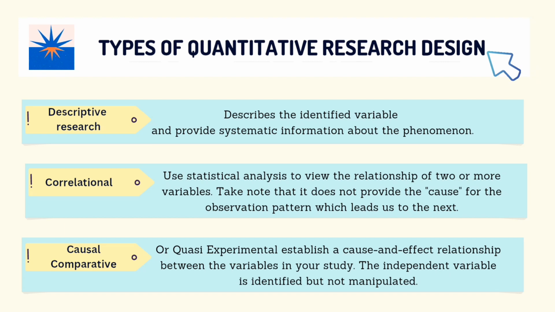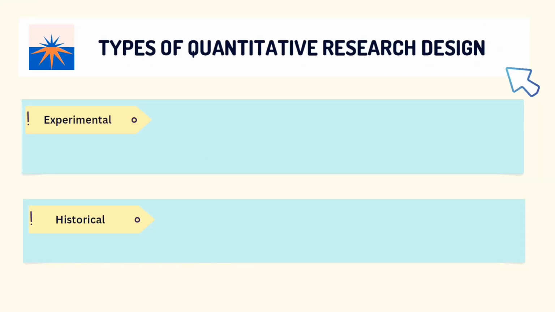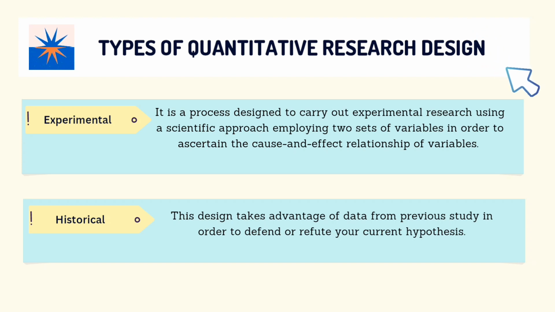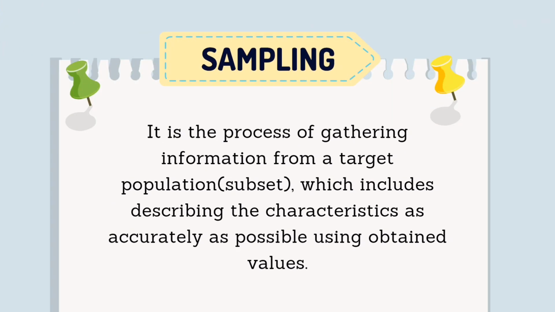Now, let's move on to the different types of quantitative design. To easily remember them, keep these short descriptions in mind. It is the process of gathering information from a target population, which includes describing the characteristics as accurately as possible using obtained values.